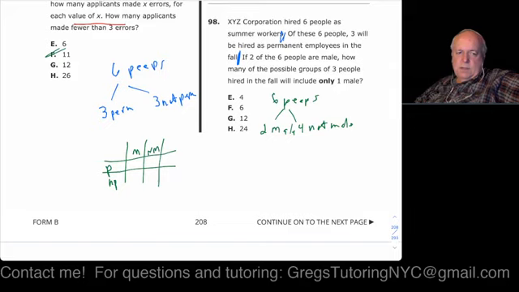6. Okay, so then it tells us there's whoops, I did that wrong. That would be 6. Let me get rid of that for a second. So it tells us there's 3 permanent and 3 not permanent. Okay, and then it also tells us that we have 2 males and 4 non-males, right? But the problem is, when we finally get to the question, I'll underline that over here. How many of the possible groups of 3 hired in the fall will only include a male?